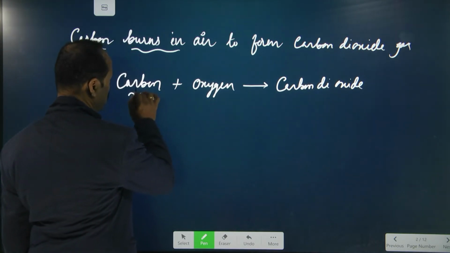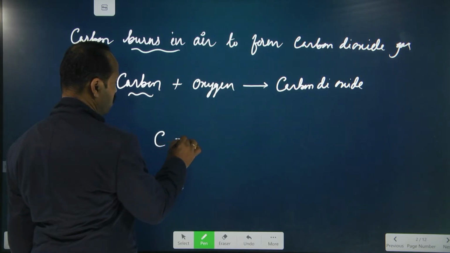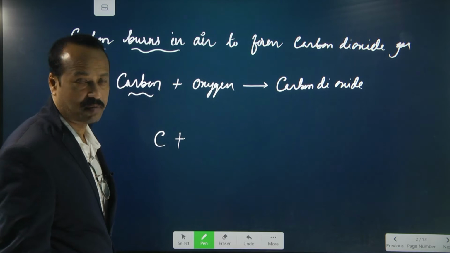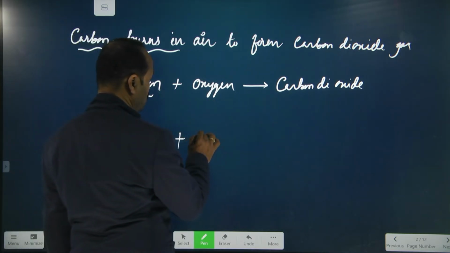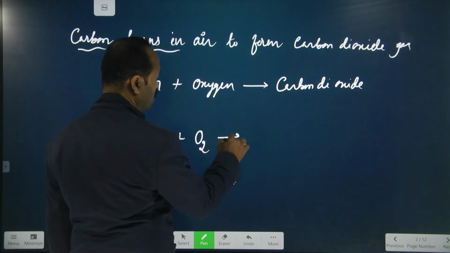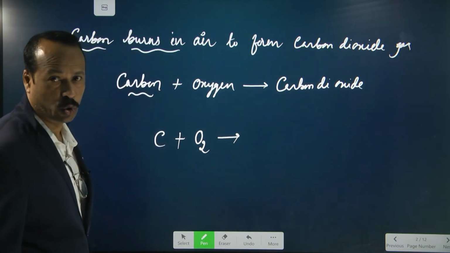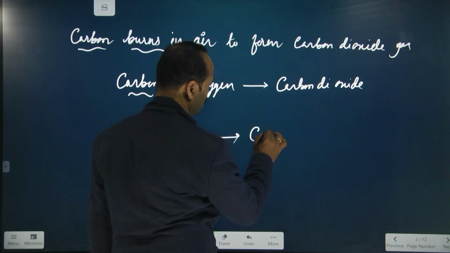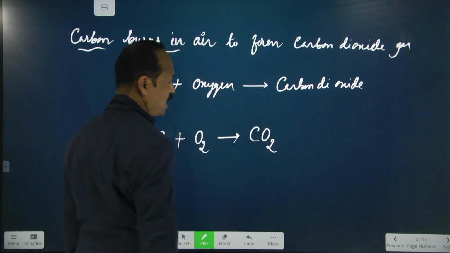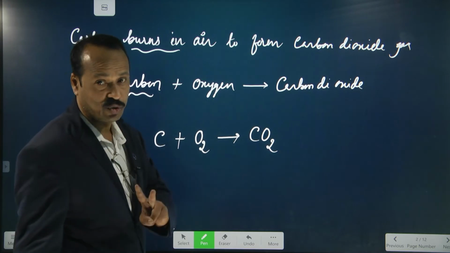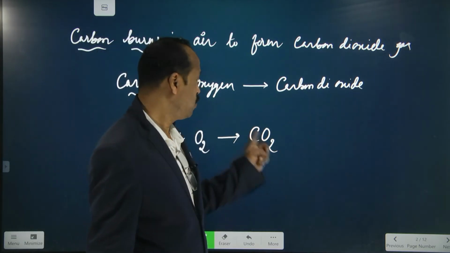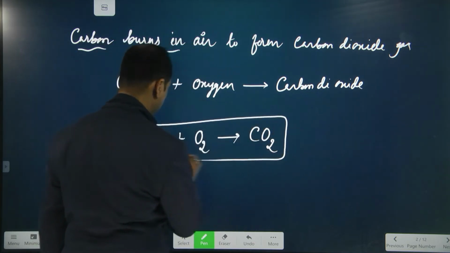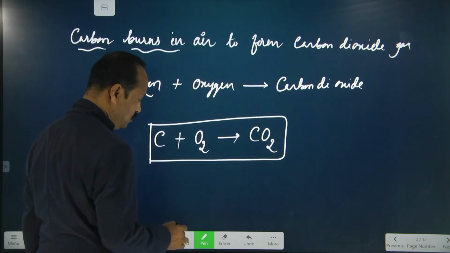So now I would like to make it simple. Instead of writing the full word carbon, I'll write just C, because C is the symbol of carbon. Next, oxygen: instead of oxygen, write O2. Oxygen gas symbol is O2. Now this gives us carbon dioxide. Carbon means carbon, di means two, oxide means oxygens: one carbon, two oxygens. Now what is this called?